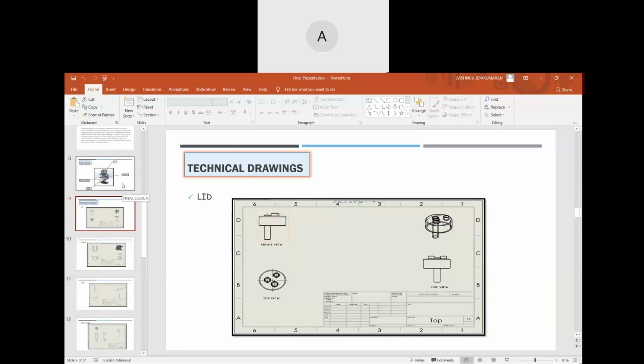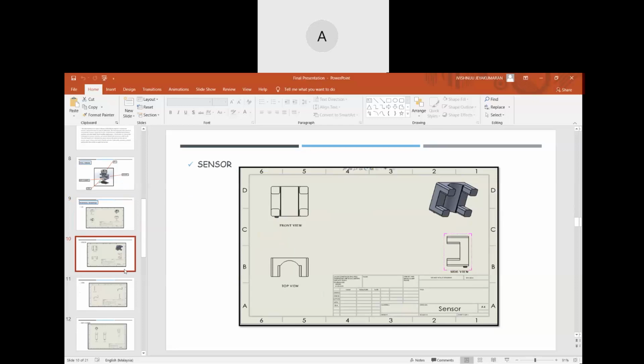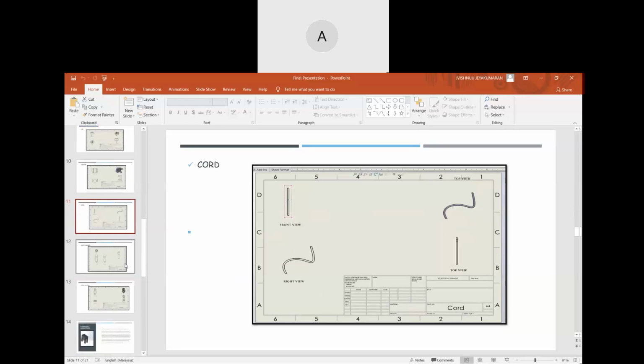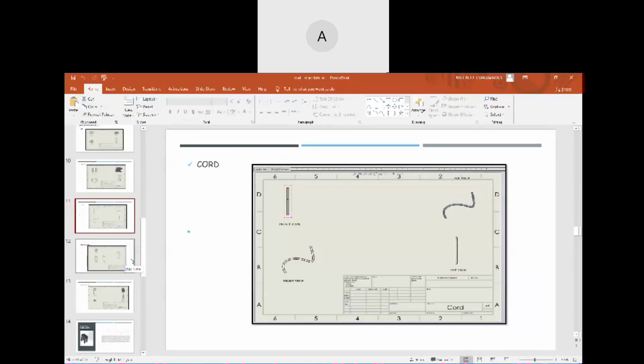This is our first technical drawing, that is the lead. Then the sensor. And lastly is our final design.